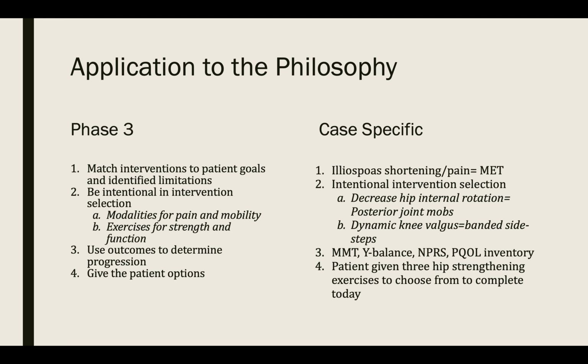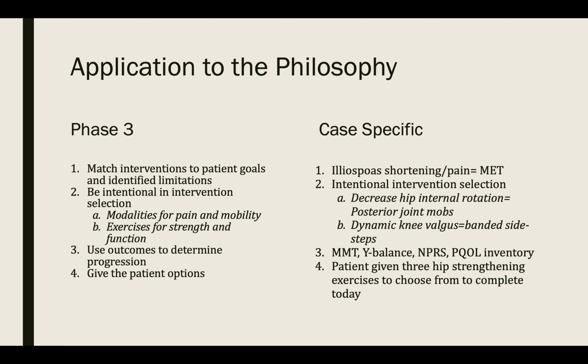So if we want to increase hip internal rotation, we may perform some posterior joint mobs to the hip to meet that goal. If we want to improve the dynamic knee valgus that we're seeing in the patient, we can do some banded side steps to strengthen the glute med. Again, be intentional about the interventions you're selecting, and then use outcomes. We can assess progress through manual muscle testing, our Y balance again, and some of the patient-rated outcomes we mentioned earlier, and measure these throughout to guide when we're progressing to the next steps of treatment, and whether we're meeting the goals that we want to meet.